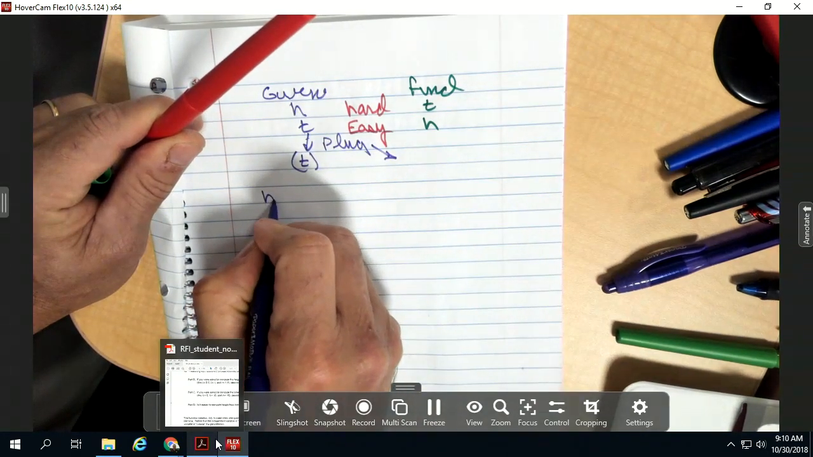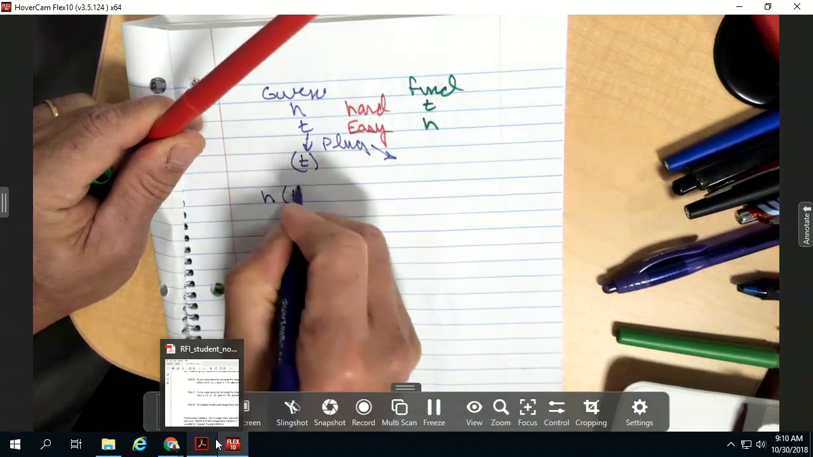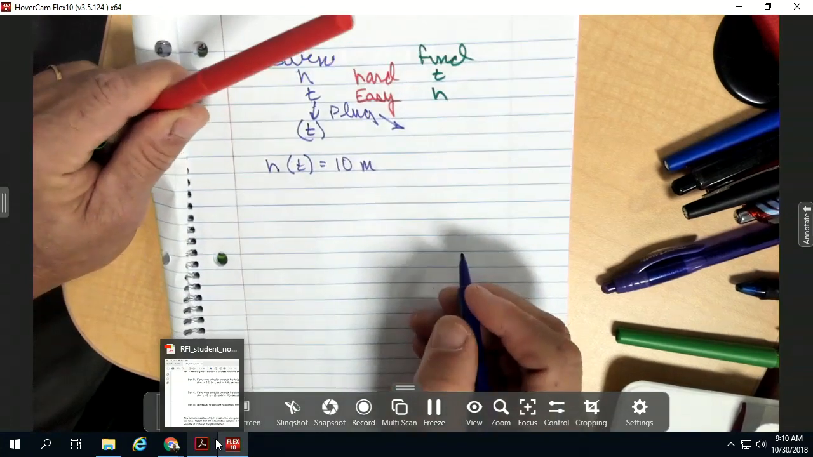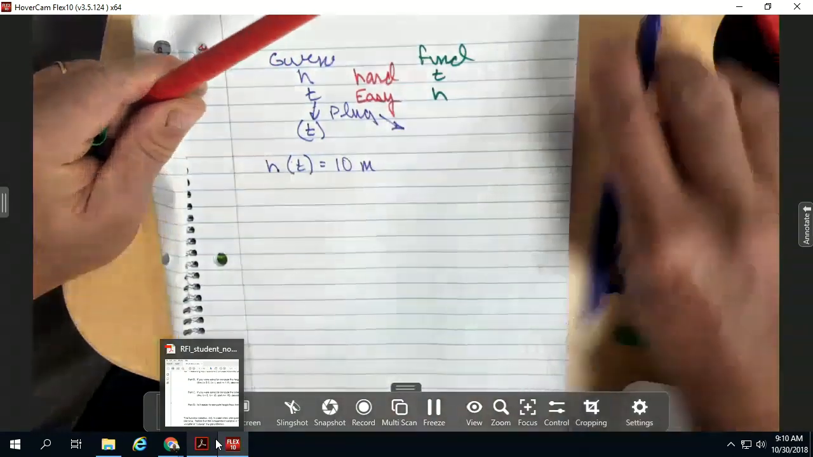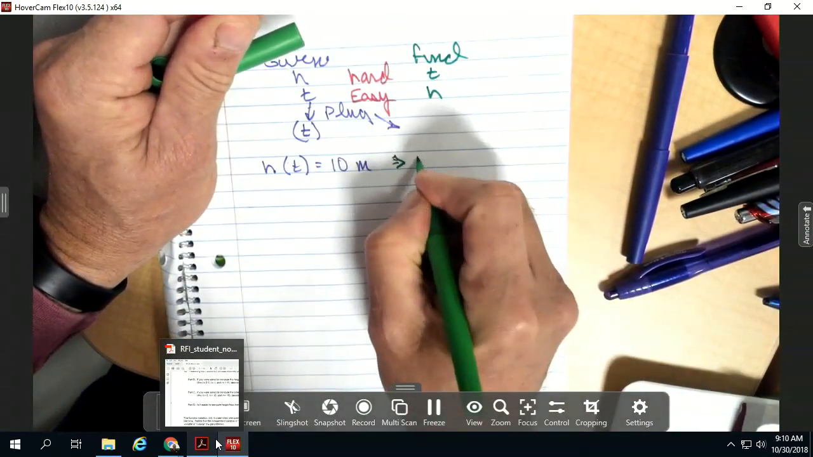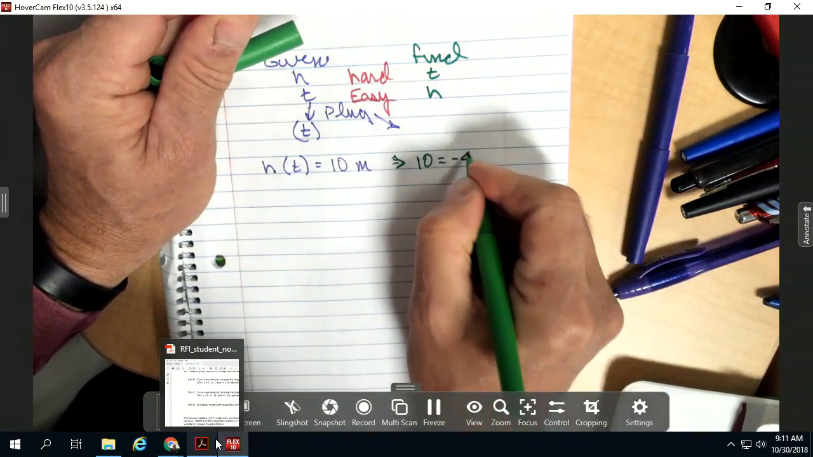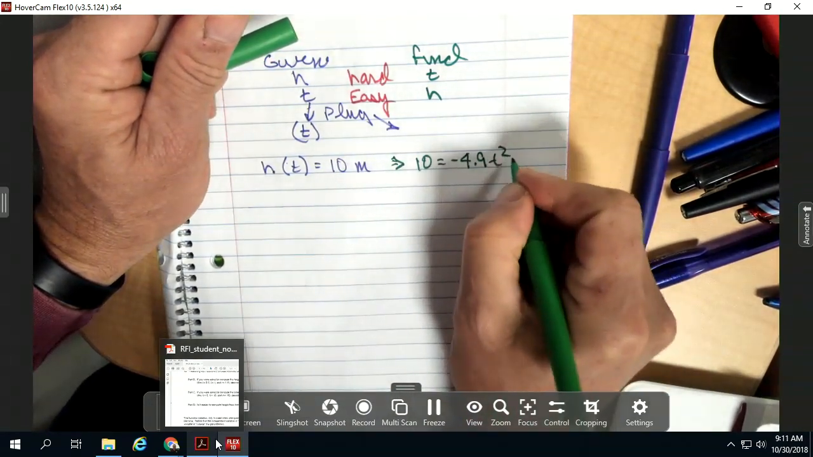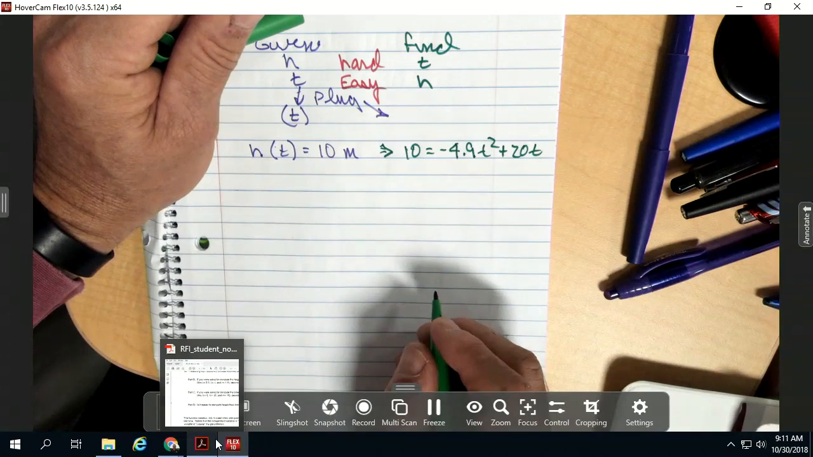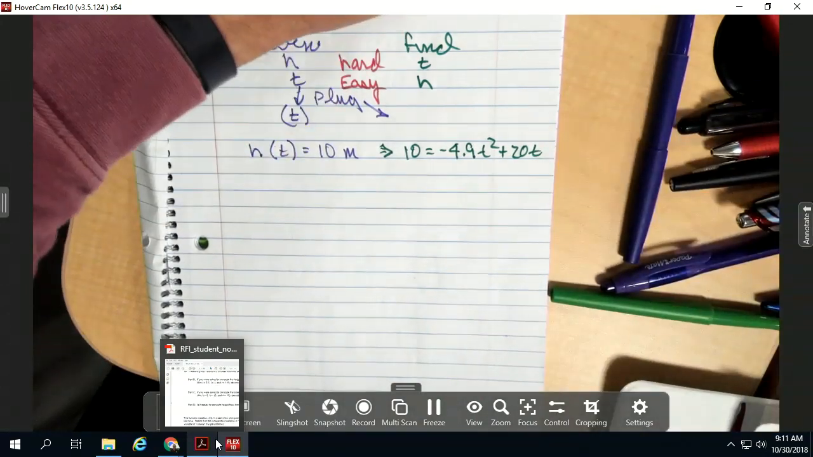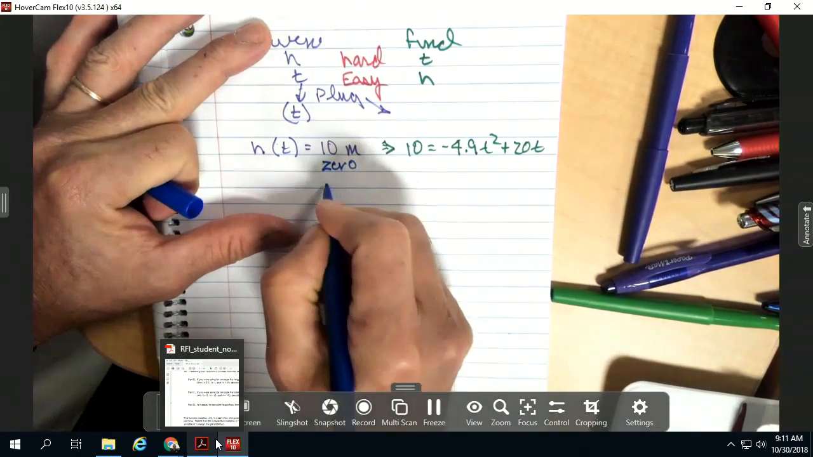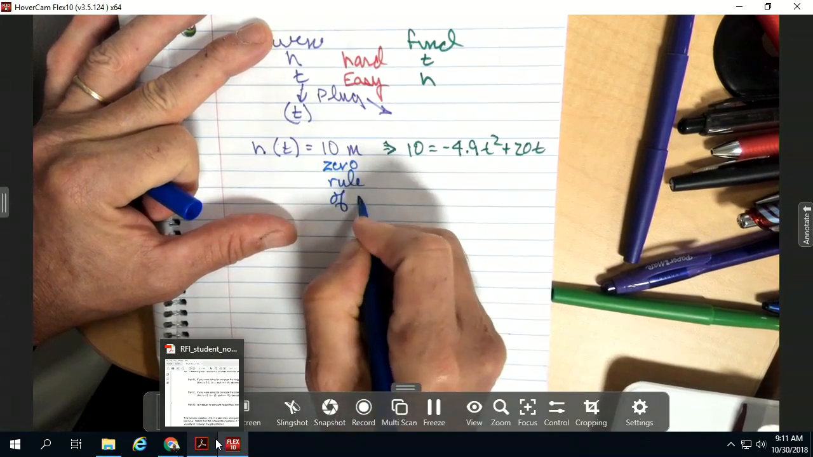If you're given the height, like for instance, h of t is 10 meters, the only way that we know how to do that is to substitute in 10 equals negative 4.9 t squared plus 20t. Now there is one rule that helps us find that, and that is the zero rule of multiplication.